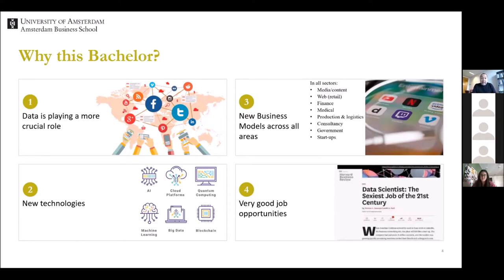We have new technologies, new algorithms, better softwares, better models to understand and use the data. And we have new and innovative business models, which are substantially different from the old ones, which we need to learn about. And of course, all this comes together. And of course, there's a demand for business analysts, competent people with a background in business analytics. So there are very good job opportunities in the field.